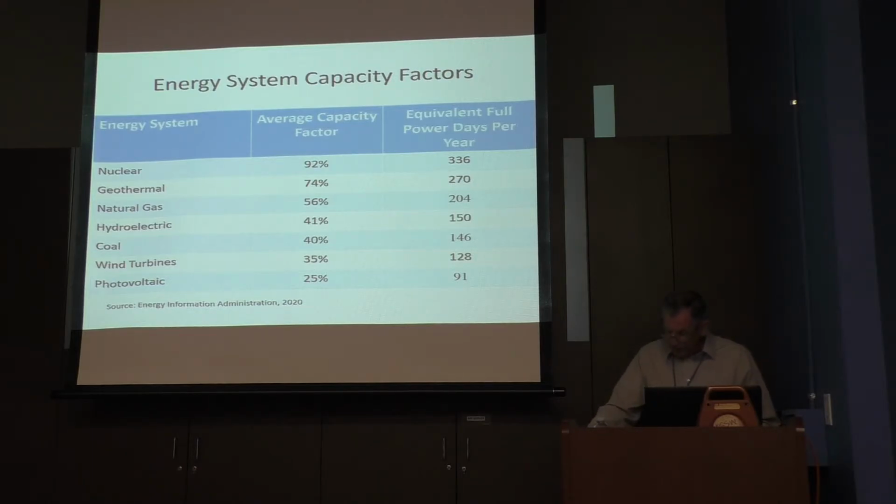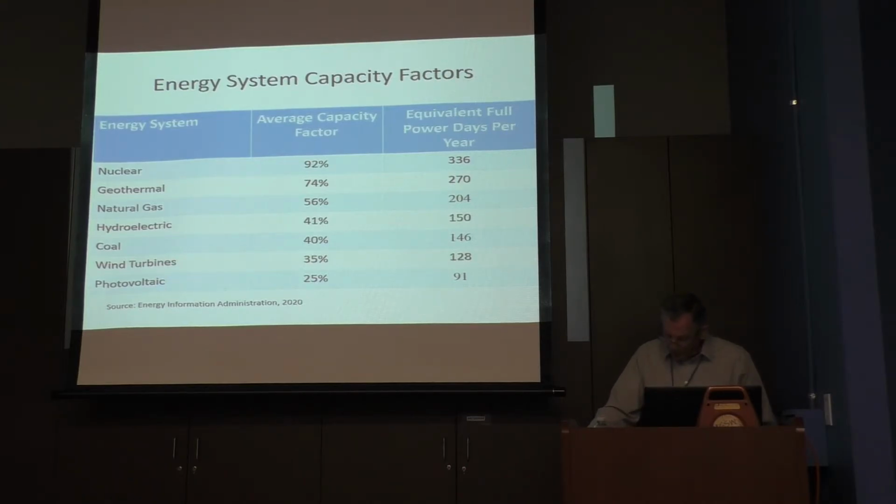Facility maintenance outages is the primary influence on capacity factor for nuclear, geothermal, coal, and natural gas facilities. Energy resource availability is the primary influence on capacity factor for photovoltaic and wind turbine facilities. And load following operation and water availability are the primary influences on capacity factor for hydroelectric facilities.